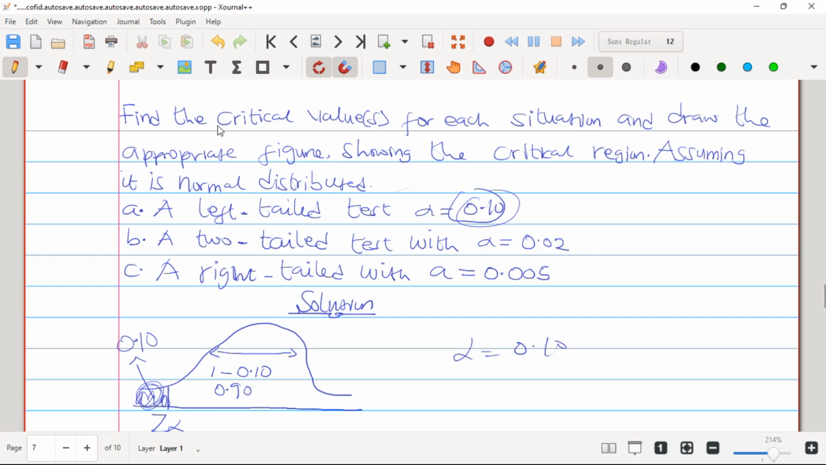It said find the critical values for each situation and draw the appropriate figure showing the critical region, assuming it is normally distributed, right? But first thing, what I want you to note is that since it is normally distributed, I'm going to use what we call our z. But if it is one tail test and it is tail to the left, we are going to have negative z subscript alpha, and tail to the right, we are going to have z subscript alpha. But when it is two tail, we are going to have z subscript alpha divided by 2. So this is how it's going to be, right?